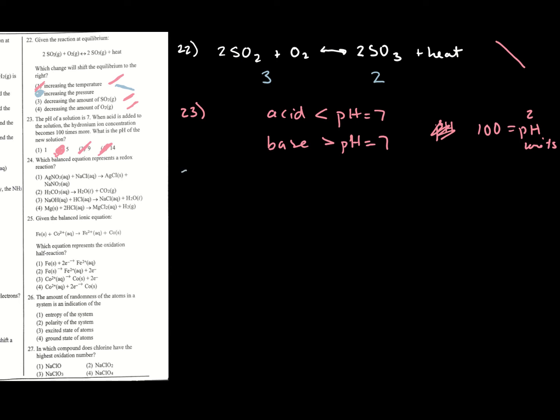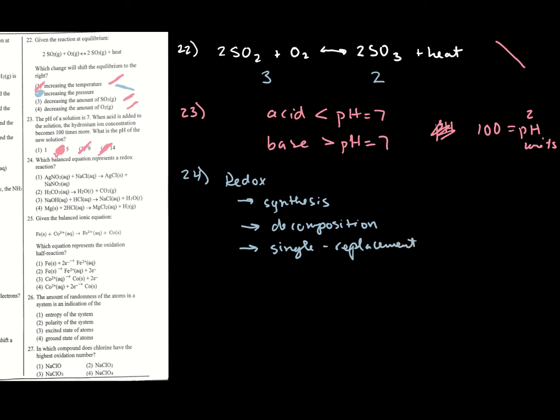Number 24, which balanced equation represents a redox reaction? There are a few types of redox reactions. First type is a synthesis reaction. Second type is a decomposition. And the last type is single replacement. Looking at our choices, choice 1 is double replacement. Choice 2 is kind of a decomposition, so we'll keep that on hold.